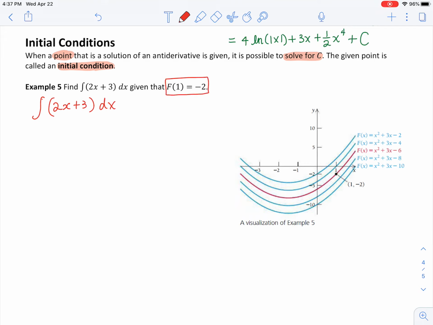So let's first look at number 5. Find the integral of 2x plus 3 dx.